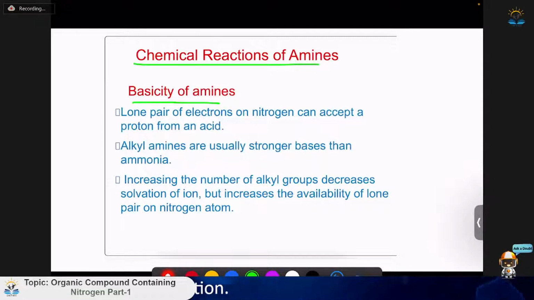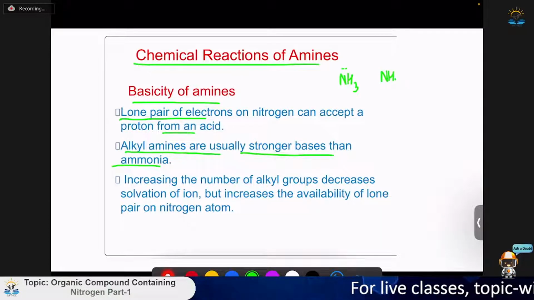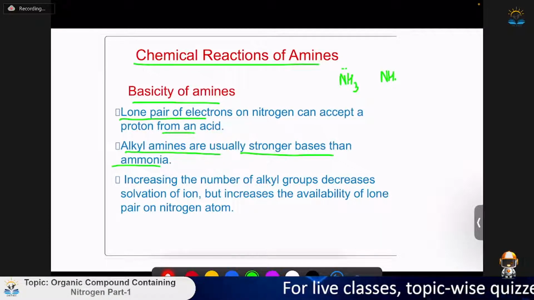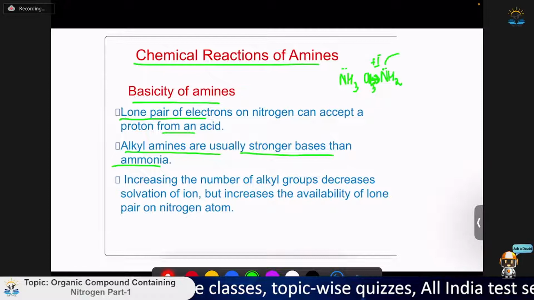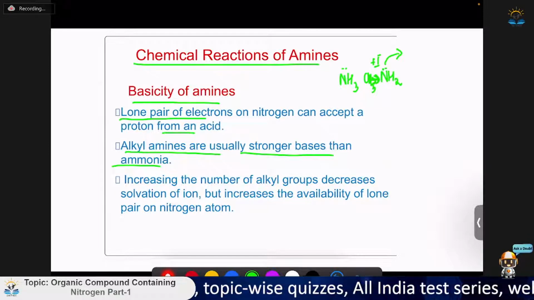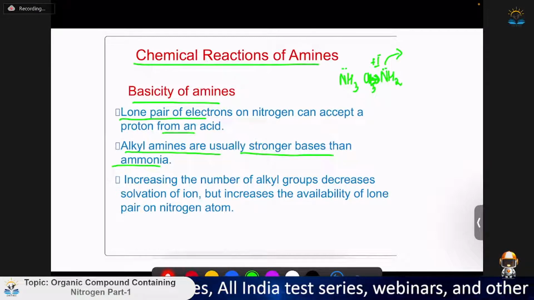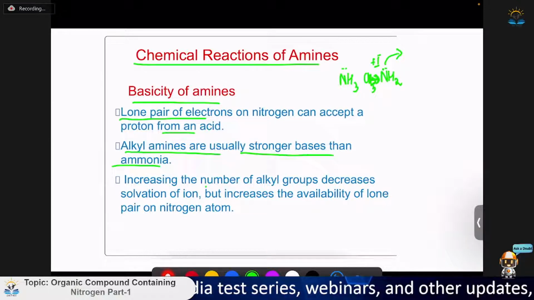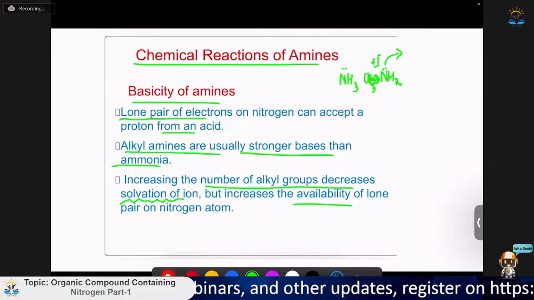Chemical reactions of amines occur because amines are basic in nature, and alkyl amines are stronger bases than ammonia. This is one thing we should remember. Why? This is ammonia and this is an alkyl amine. This CH3 shows a plus I effect. So these electrons are more easily available for donation. So increasing the number of alkyl groups increases the basic strength. Why does this happen? Because of their basic nature. That much we have to know.